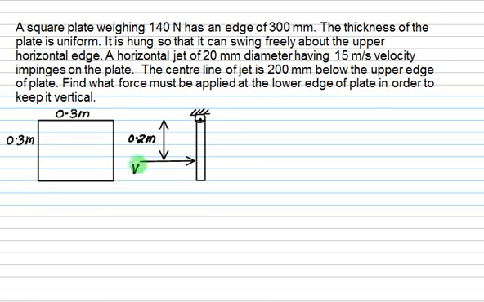And the velocity of the jet is 15 meter per second and the diameter of the jet is 0.02 meter. The balance you have to do by applying external force at the lower edge of the plate, and you are interested in this force F. So we have an impact force.